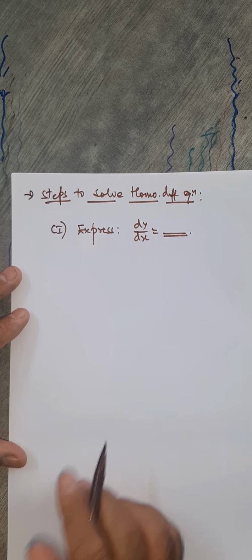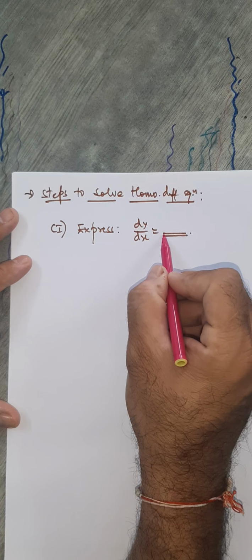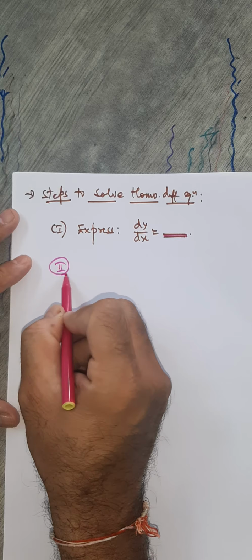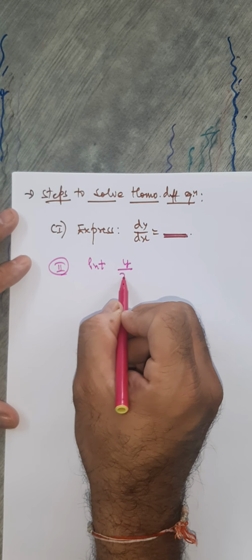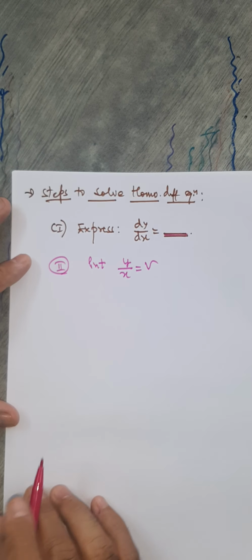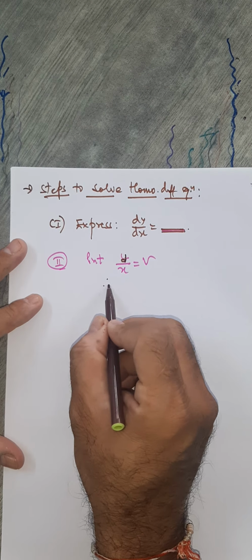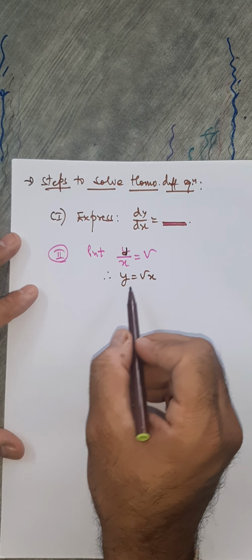Dy by dx equals to a function in this form, remember. Dy by dx equals to some expression. Once you express it in this form, the next step is a substitution. Put y by x equals to v, small v. This is a substitution because you are going to integrate this. So here we are taking y by x equals to v. So what is y? That is vx. We normally use small v here.